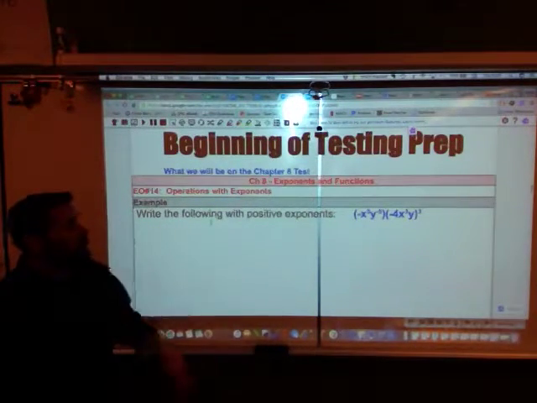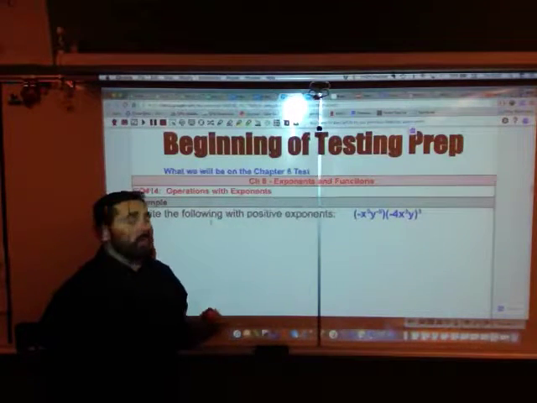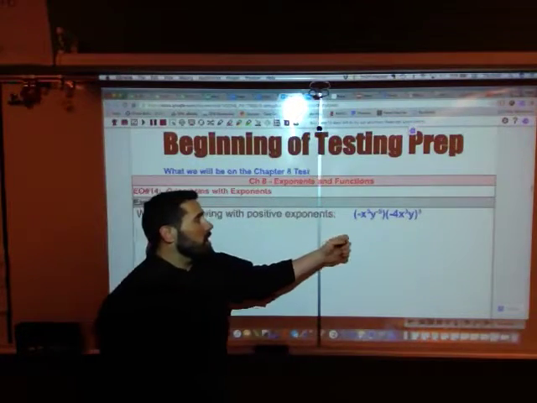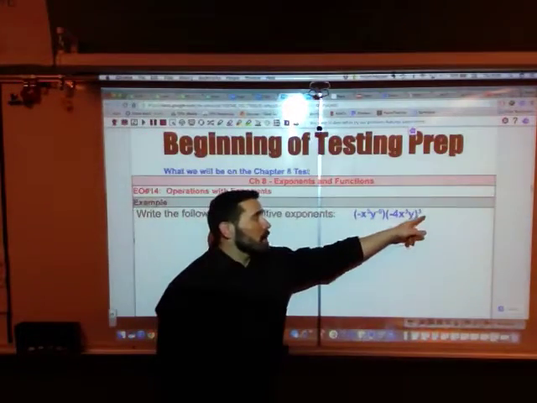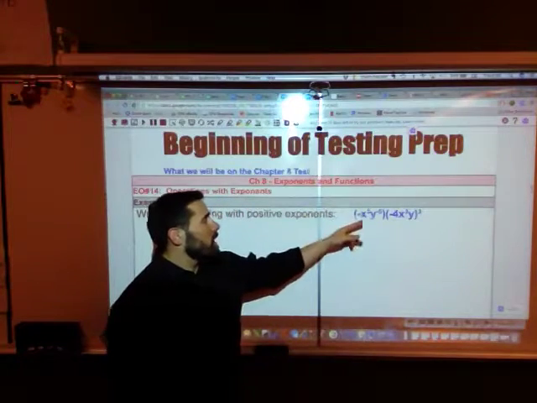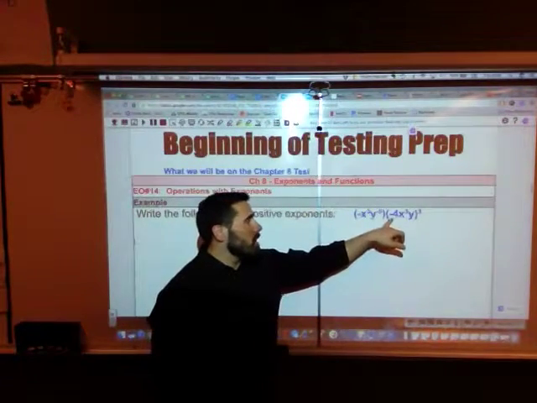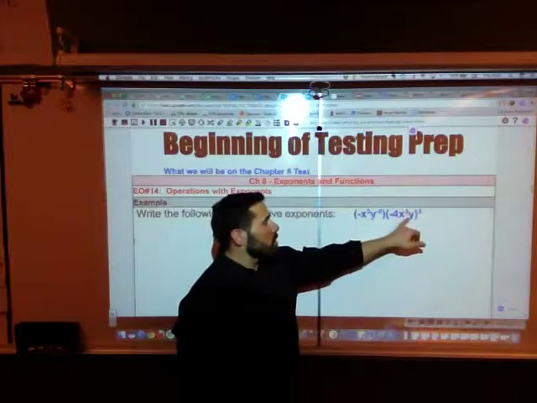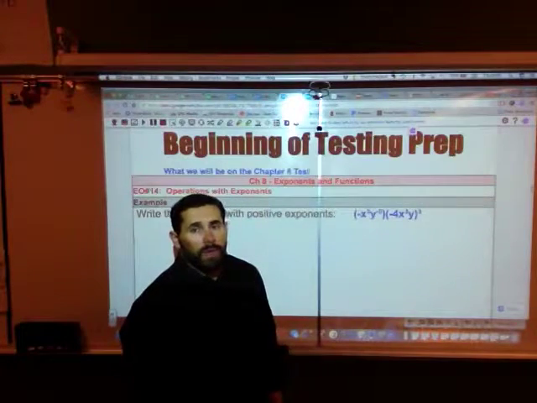So write the following in positive exponents. When I'm done, every exponent has to be a positive exponent. Can't have any negatives. So what I'm doing here is I'm multiplying this quantity by this quantity. This one is being raised to the third power. So I have a negative x raised to the third, y raised to negative 5, all that multiplied by negative 4x to the third, y basically to the first, and then that is being raised to the third power.